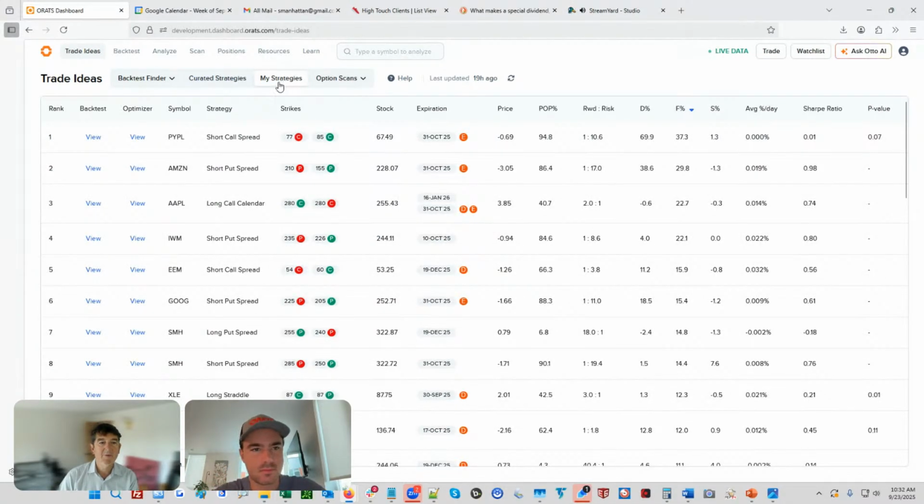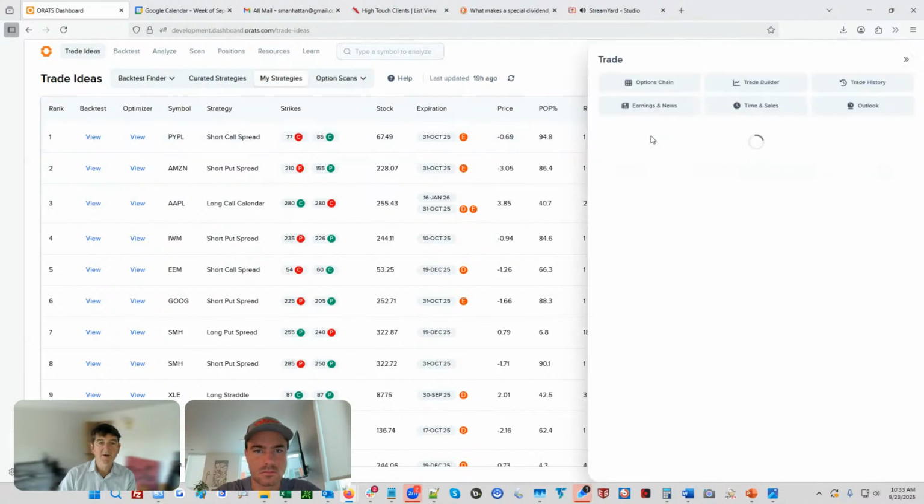Where are we? And my strategies. There's a lot more trades right now. Yeah, this is right. So we'll look at a short call spread in PayPal, and so I could click on this.